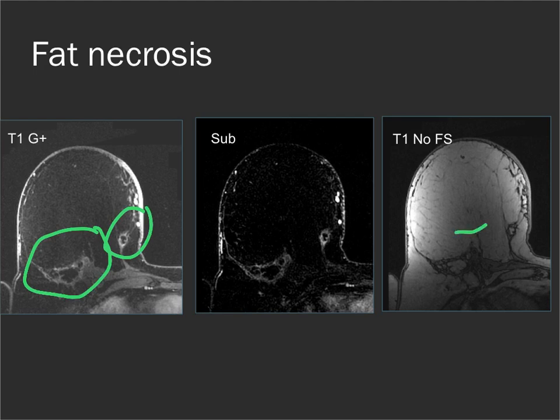But lo and behold, you look at the non-fat-sat images, and right in the middle of this you can see fat. And so you can be very confident about the diagnosis in this kind of case. Unfortunately, if you don't see that central fat, these patients may end up needing to go to biopsy.